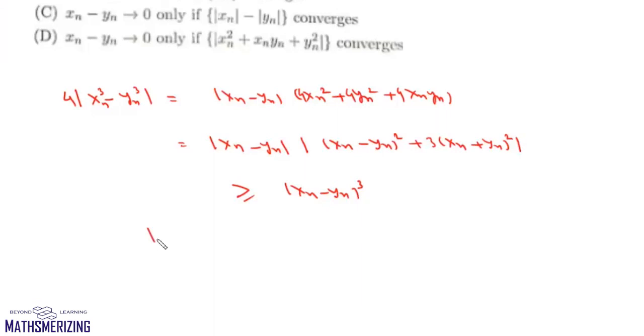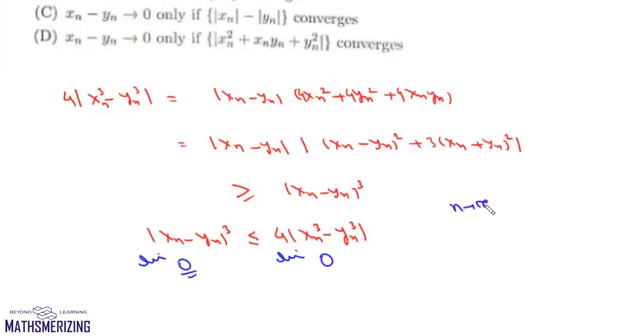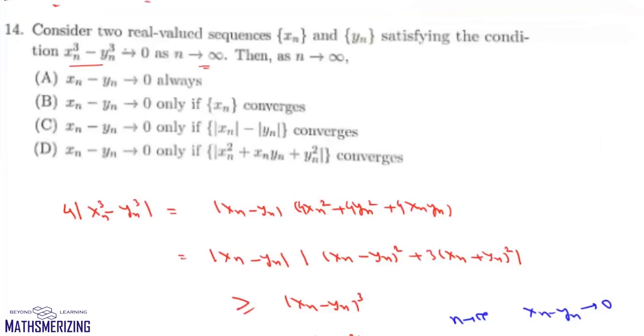So we can write mod of (xn minus yn) cube will be less than or equal to 4 times mod of (xn cube minus yn cube). And the question says the value of this limit is 0. That means the value of this limit will also be 0. So as n tends to infinity, xn minus yn must tend to 0. So the answer to this question is, as n tends to infinity, xn minus yn tends to 0, and that's your option A.